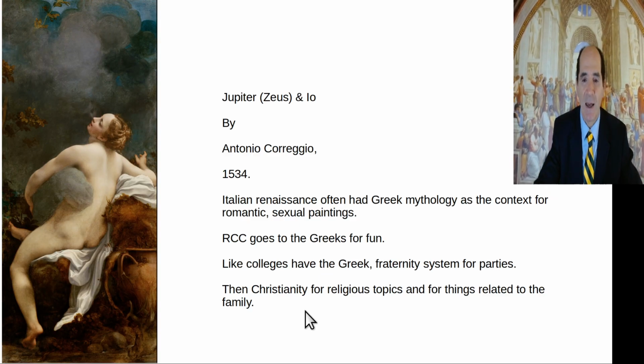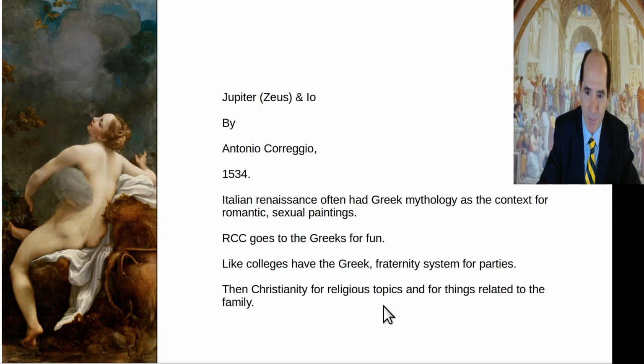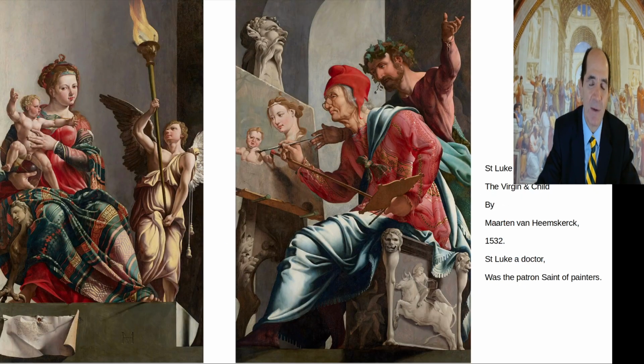And all these Italian Renaissance people, this is an Italian painter of the Italian Renaissance, Antonio Correggio, they loved the Greek mythology for painting romantic things and things about sex, okay? And it's good to have it that way. It's an outlet. And it's not ideal behavior, but there's a place for it.